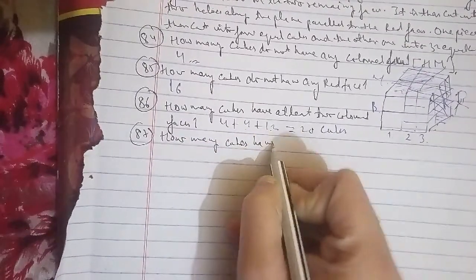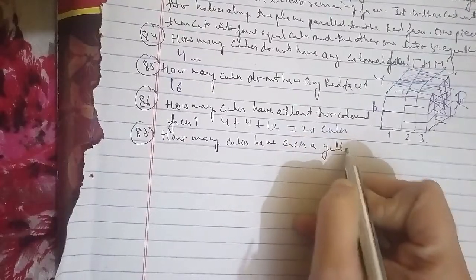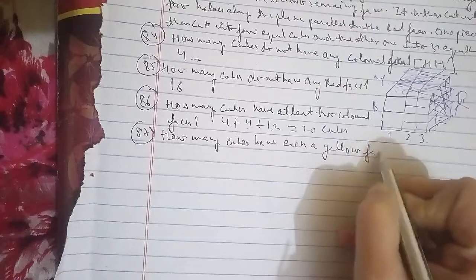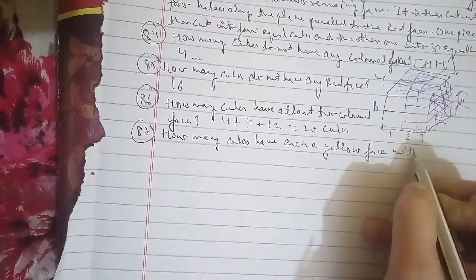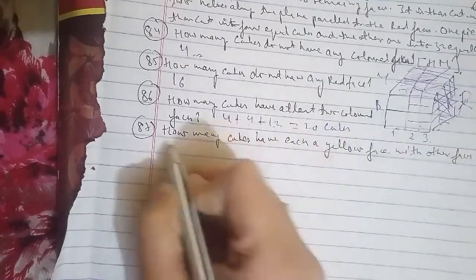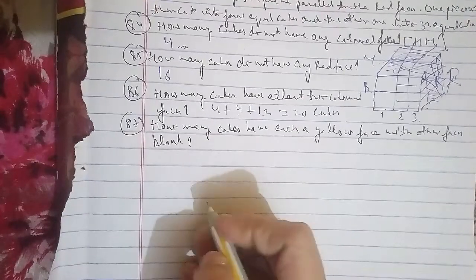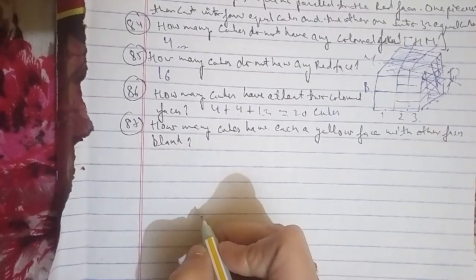There are 4 cubes each having 1 yellow face and all other faces blank. These cubes lie in the second layer, so 4 is the right answer for this question. We go ahead with the next question, the 88th: how many cubes have at least one blue face?